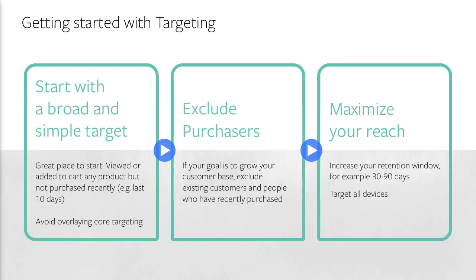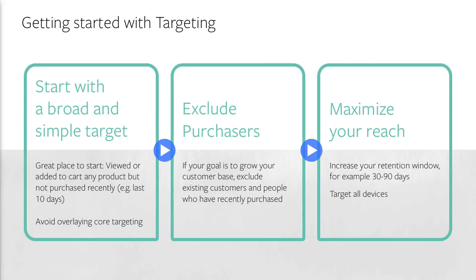And depending on your website traffic or your app traffic, you may want to think about some of these tips in order to maximize your reach. Increase your audience by changing your audience retention window. Extending your retention window to a longer period, for example, up to 30 or 90 days, will help enable you to reach more people that have browsed products on your website recently, and ultimately get you better delivery and more results for your dynamic ads.